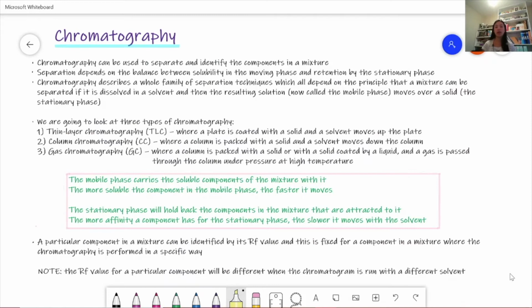So now we're going to talk about chromatography. Chromatography can be used to separate and identify the components in a mixture. And separation depends on the balance between solubility in the moving phase and retention by the stationary phase.